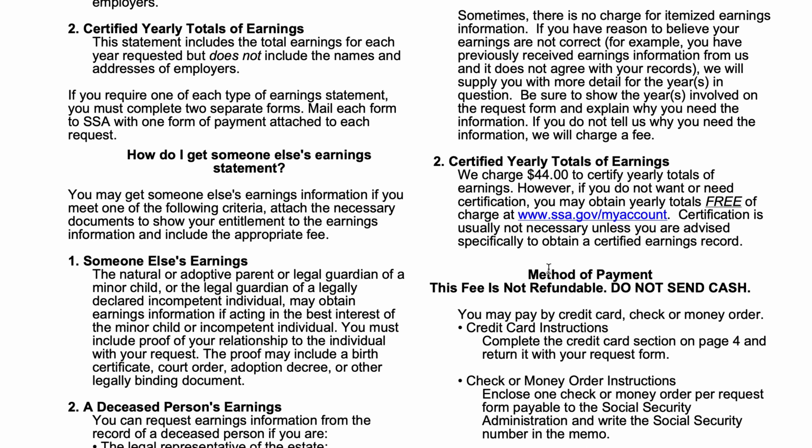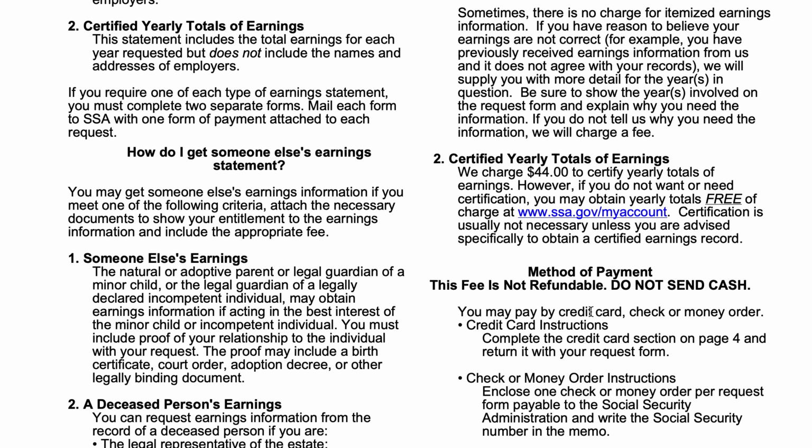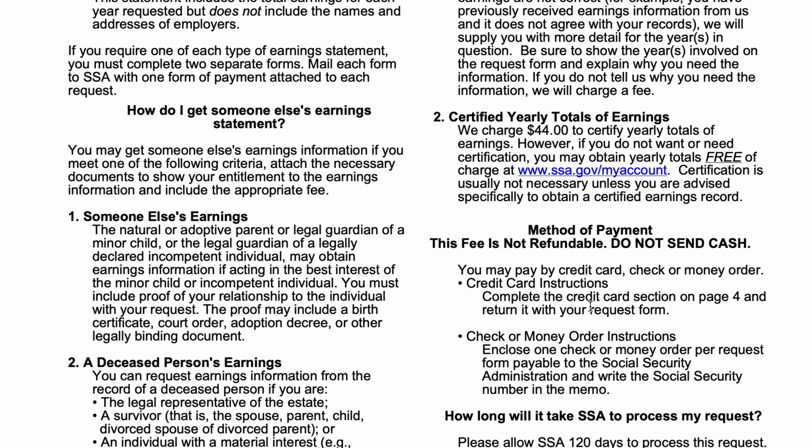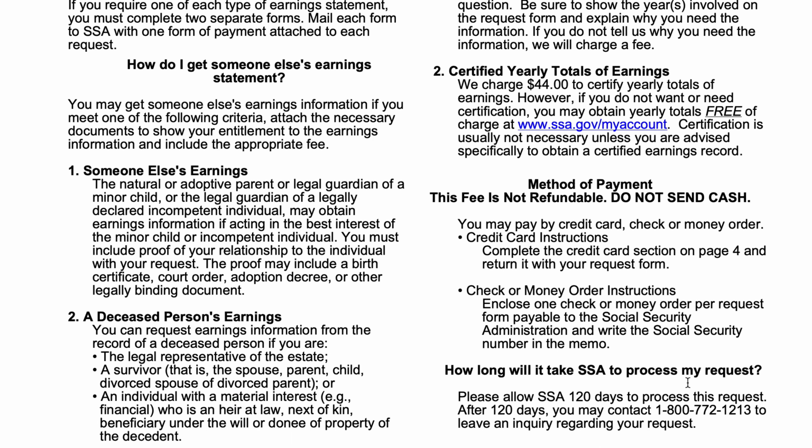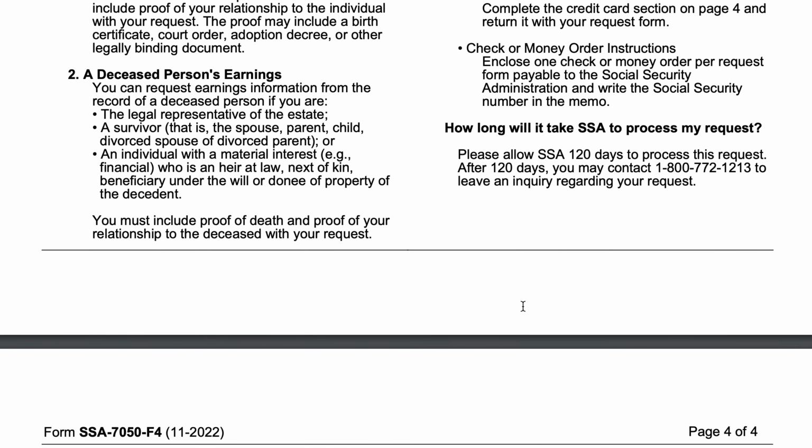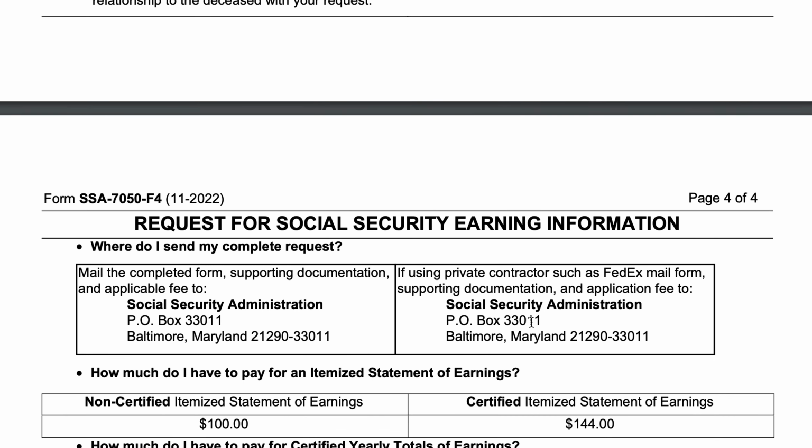You may pay by credit card, check, or money order. There are credit card instructions. There are check or money order instructions. And you can expect the Social Security Administration to take about 120 days. After that time, there's an 800 phone number that you can call with regard to your request, or you can make an appointment at your local Social Security office.